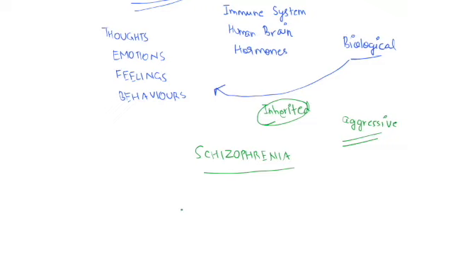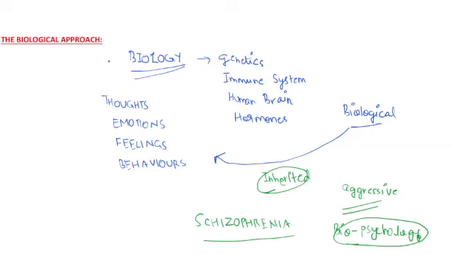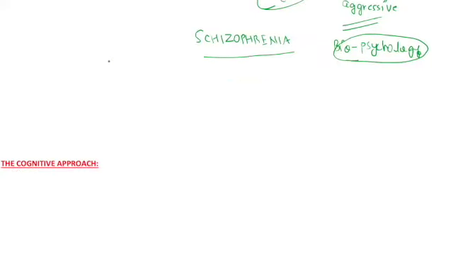The biological perspective is also called biopsychology. That's another name of this biological approach which we are seeing here, and it's actually playing a very crucial role in our understanding of modern psychology. So that's it. That's the whole biological approach. Now we are going to move on to the cognitive approach.